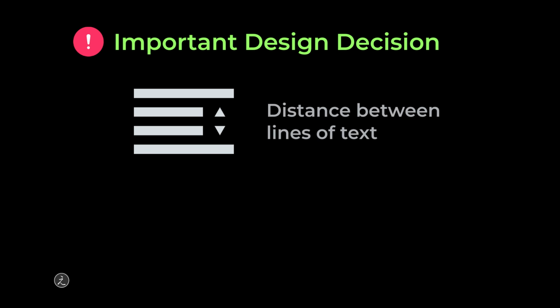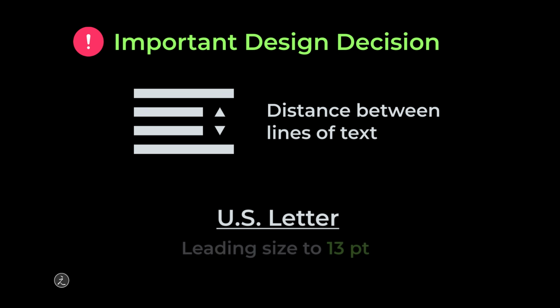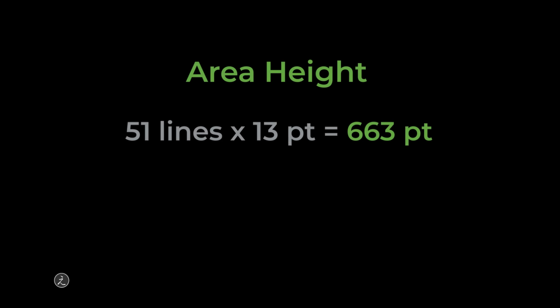Now here we need to make one important design decision, that is to set the leading value of the magazine, which is the distance between two lines of text. So for this US letter page layout, I'm making the design decision to set the leading size to 13 points. So 51 lines times 13 points is going to give us a height of 663 points, where the most of the content will be contained.